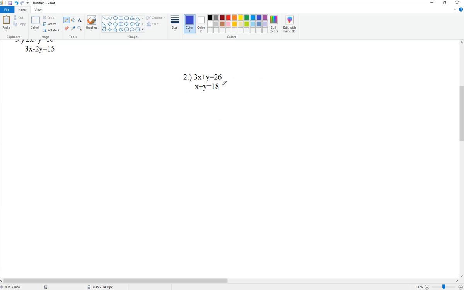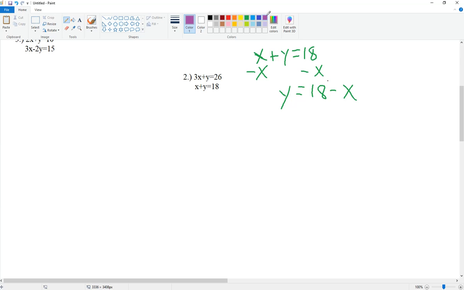So, step 1 is to isolate one of your variables. None of my variables are currently isolated, so I just need to pick whichever one looks the easiest to isolate. In this case, the easiest one to isolate would be either this x or this y. I'm just going to pick y. Right now I have x plus y is equal to 18. Because I want to isolate my y, I don't want my x there, so I'm going to move my x to the other side. Now I have y equals 18 minus x. I am now good.